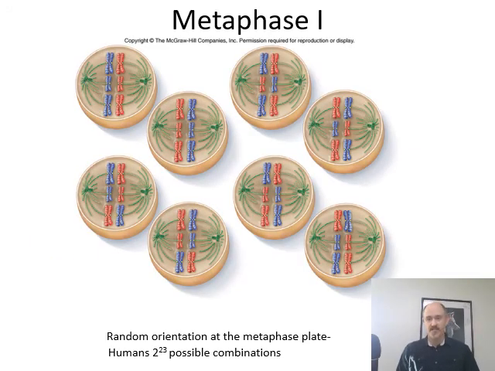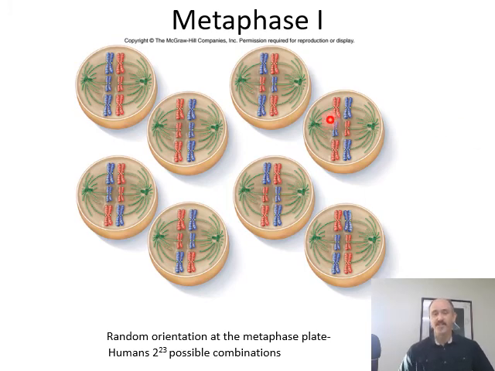So here's another example with a cell of 2n of 6, and all the different ways those chromosomes could line up. The way you can calculate all the ways they could line up, all the combinations they could produce, you take 2 to the haploid power. 2 to the power of the haploid number.